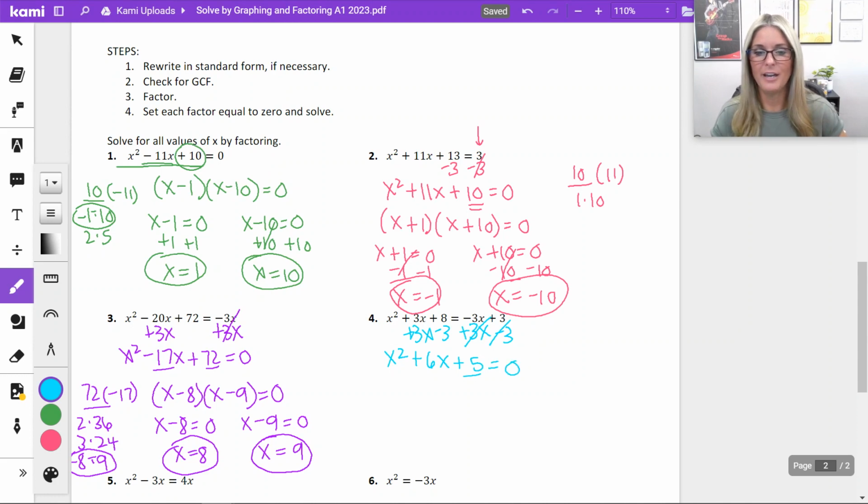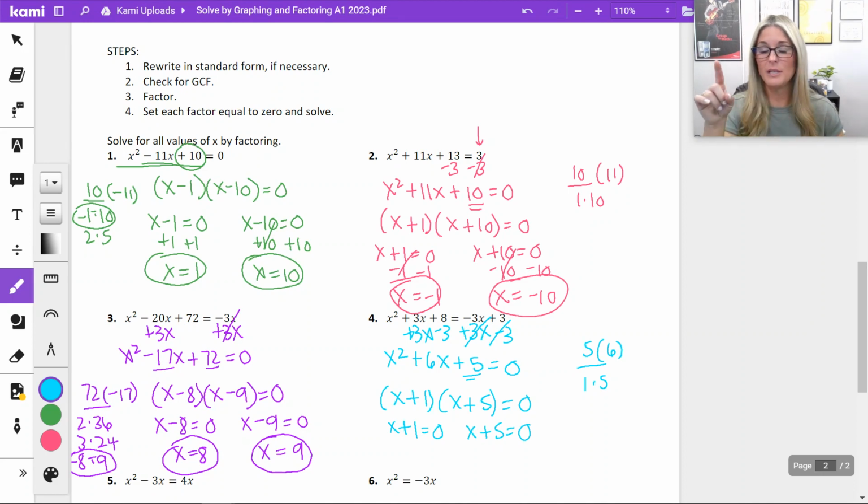All right, the factors of 5 that would add up to 6. Woo! That's going to be a tough one. 1 and 5. Yes. All right, so let's build that out. x plus 1 and x plus 5 equals 0. I'm going to set each of those equal to 0 and solve each of them.